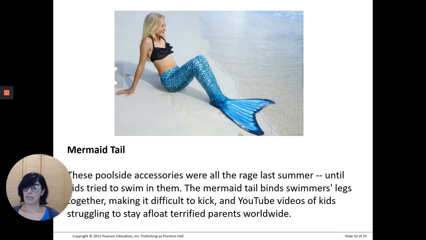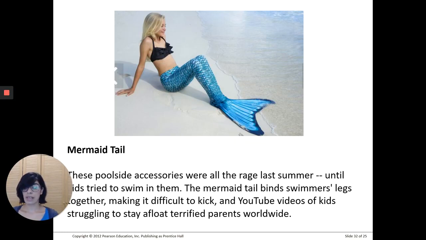The poolside accessory that was raging for a while were these mermaids' tails. Okay, this was an accessory that you wear beachside, poolside, and the problem was that they looked great until people tried to swim in them.